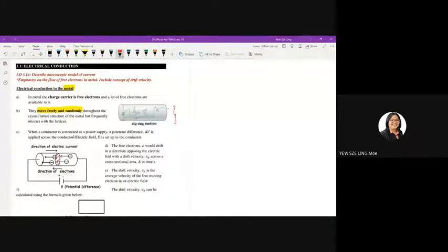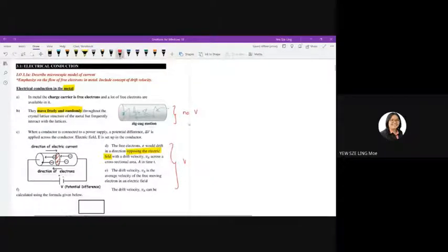When a conductor is connected to a power supply, a potential difference is applied across the conductor, and therefore an electric field is set up in the conductor. So when you have a potential difference applied across it, this is what happens. This is when you have V. This one has no V. When you have a V applied across the conductor, the freely moving electrons will now move in the direction opposing the direction of the electric field. They oppose the direction of the electric field.